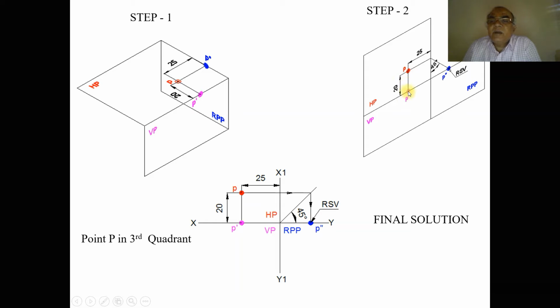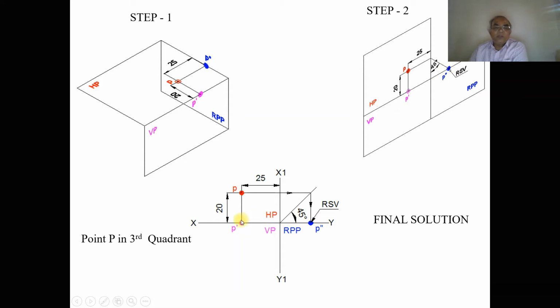Then draw a horizontal projector from P dash to the profile view and draw a horizontal projector from P to the end of this line, and then draw a 45-degree line wherein this behind VP distance, which is 20, is transferred into a horizontal distance. And since the front view is on the same XY line, obviously P double dash will also be on the same XY line. So this condition says that it is on HP and this distance is behind VP.